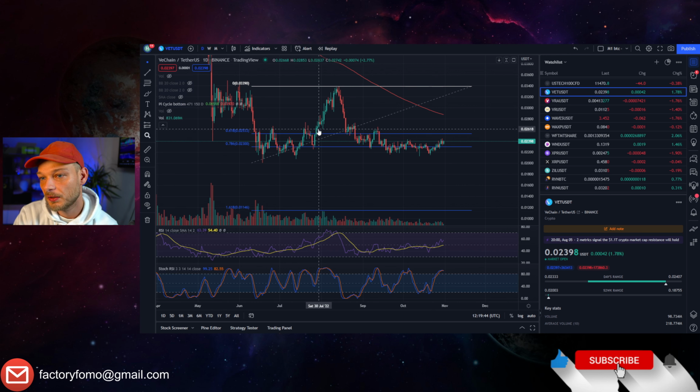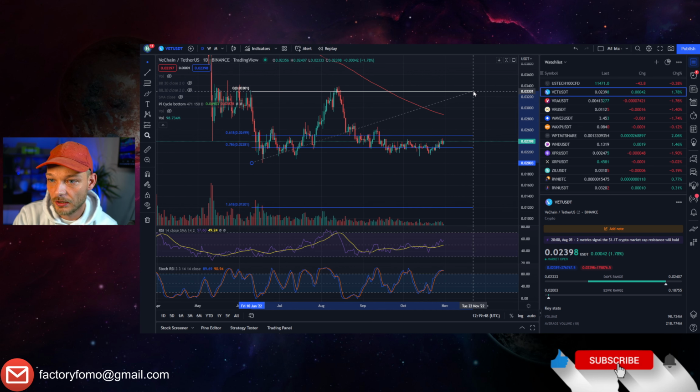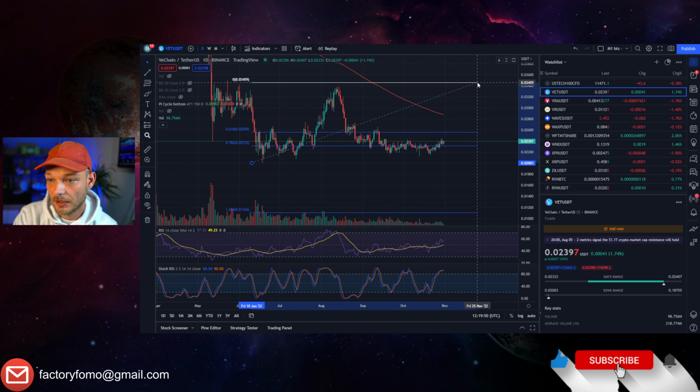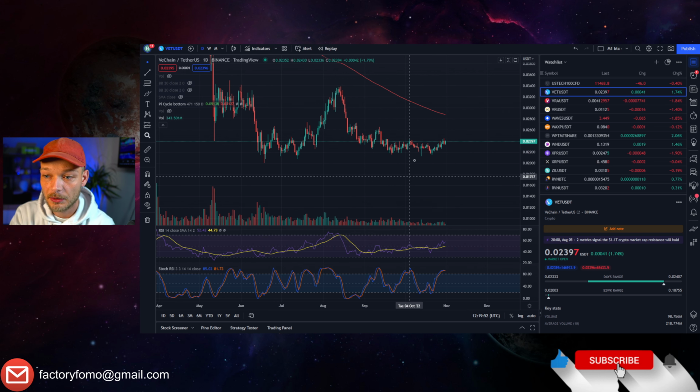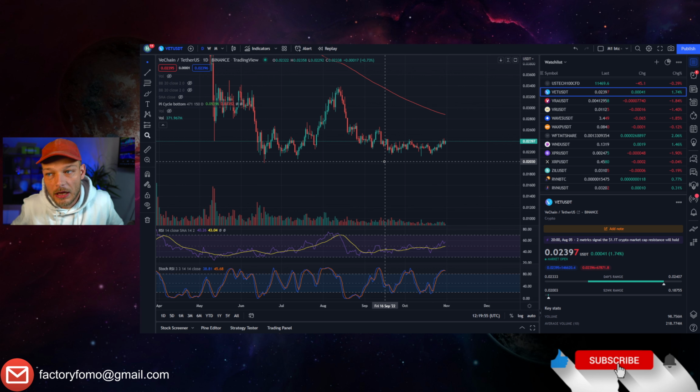Because if you draw something like this just a little off, like if I've drawn this line here instead of here, these levels don't make sense anymore, right? Then you cannot rely on your own charting, and you are going to make stupid decisions.